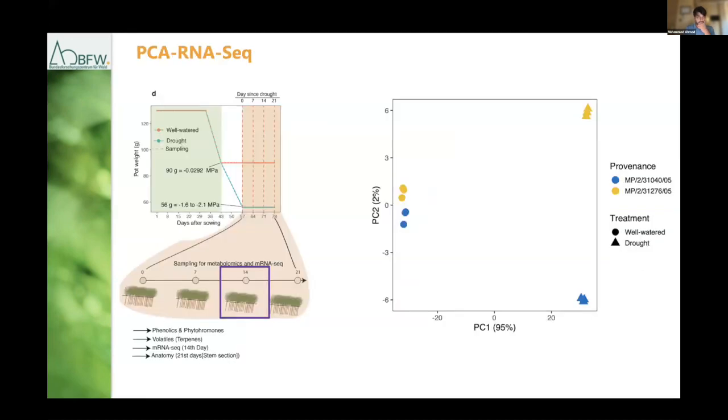Then we were interested in RNA-seq. So what is happening at the transcriptional level? We did RNA-seq at 14 days after drought stress. And again, we saw the same picture: the treatments are separated along the first axis, and our populations were splitting along the second axis, giving us a nice complementation of the metabolomics and the phenomics data set.